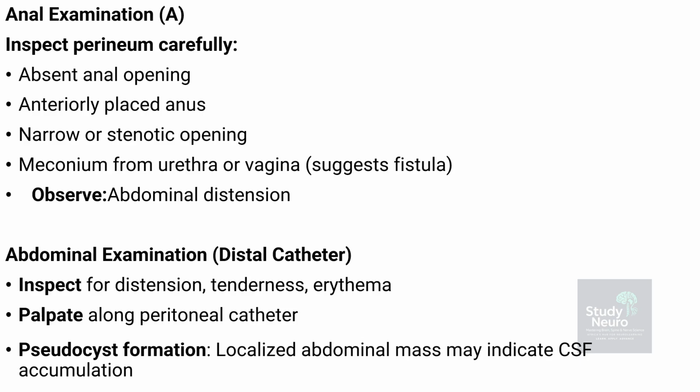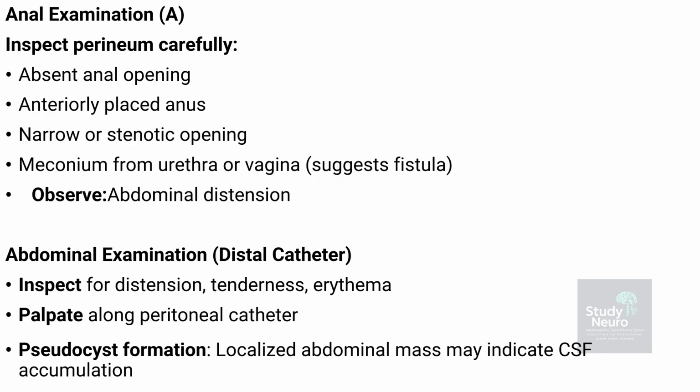Next, proceed to the abdominal examination, particularly in children with a ventriculoperitoneal shunt, where the abdomen serves as the site of cerebrospinal fluid diversion. Inspect the abdomen for distension, erythema, or localized tenderness, which may signal shunt-related complications, such as infection or malfunction. Gently palpate along the course of the distal peritoneal catheter, assessing for continuity and tenderness.